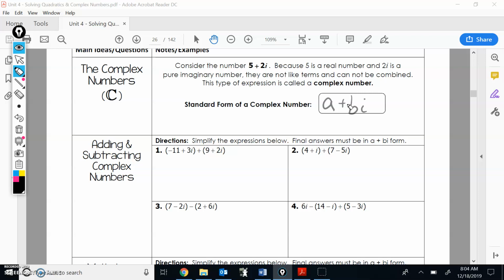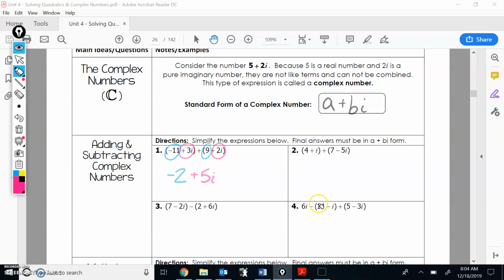So we're going to add the real parts together, and we're going to add or subtract the imaginary parts together. For example, in number 1, we have negative 11 plus 9, which makes negative 2. But then 3i plus 2i is 5i. And you leave it just like that. Make sure that the real part comes before the imaginary part.